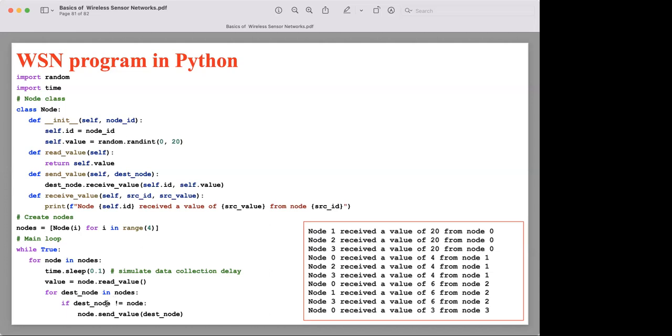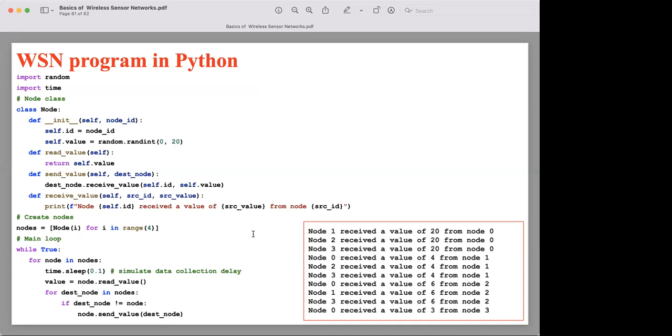If I'm not the destination, I can forward this information to another node. Here I have not decided the destination, so if you run this program on Google Colab or any Python environment, it will keep running continuously because it is not able to find the destination. One node receives a value 20 from node 0, node 2 also receives, node 3 also receives, then node 2 receives the value 4 from node 1. So each node can transmit values to the others.